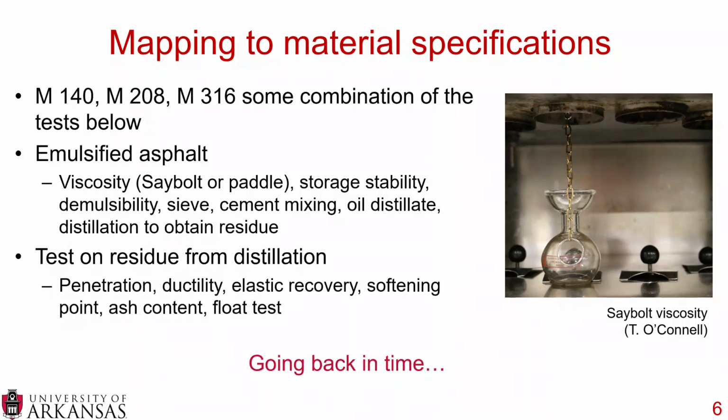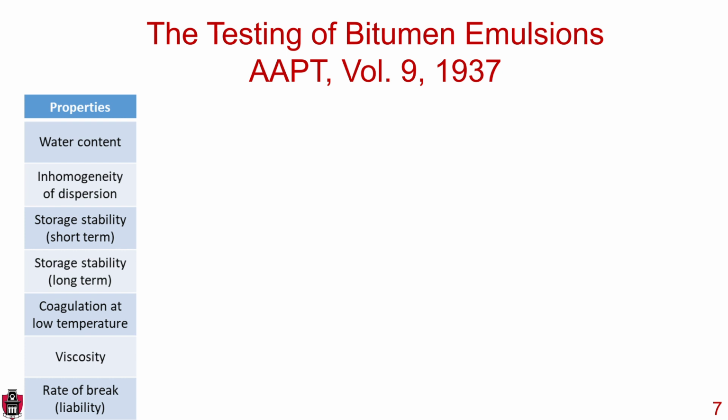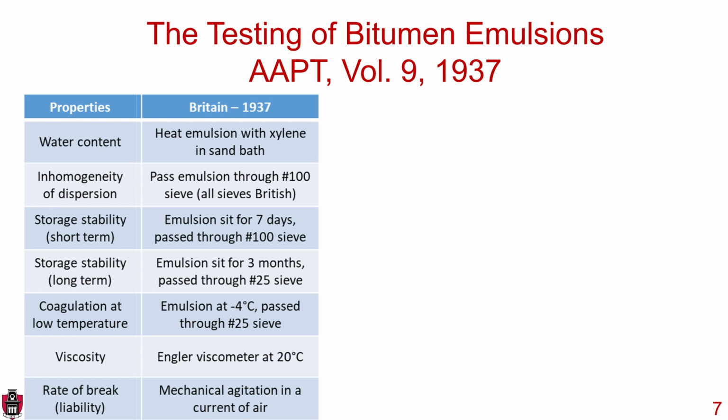Now, I'd like to go back in time a little bit. If we take a look at a paper that was published in the Association of Asphalt Paving Technologists, or AAPT, Volume 9, back in 1937, the paper is titled The Testing of Bitumen Emulsions. And this paper looked at these different properties: the water content, dispersion, storage stability, both short and long term, coagulation at low temperatures, viscosity, and rate of break. And if you look in Britain in 1937, that was where the author of this paper was from, they have various tests that measure these properties.